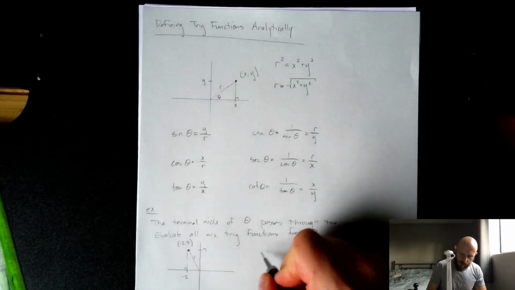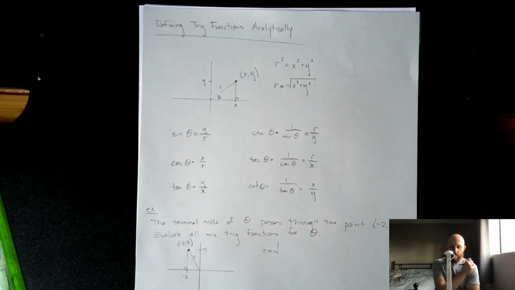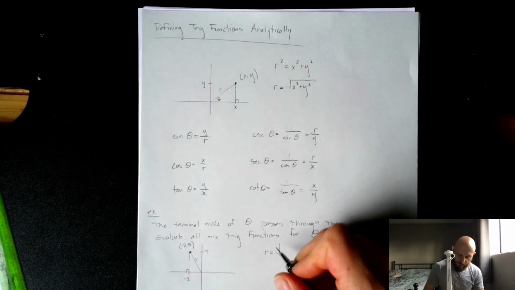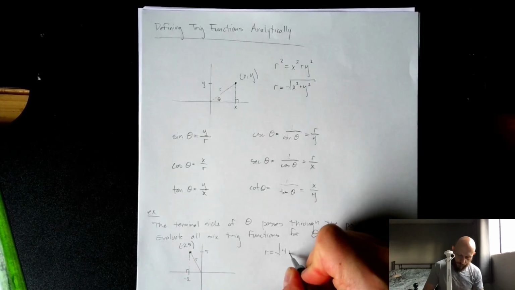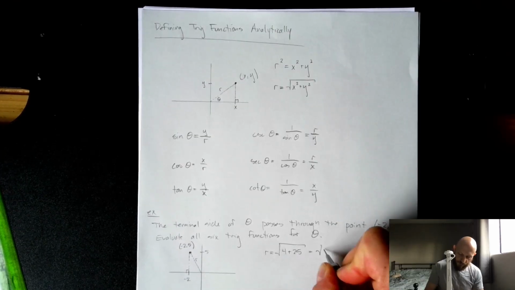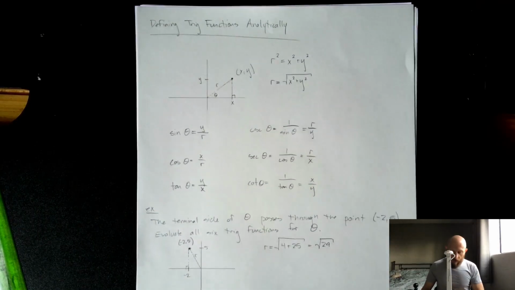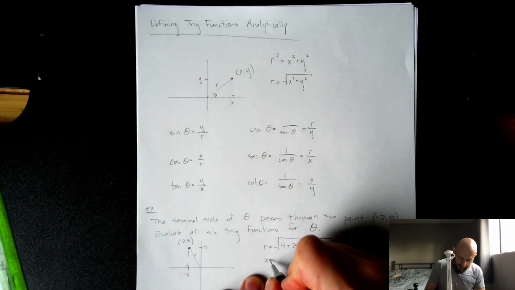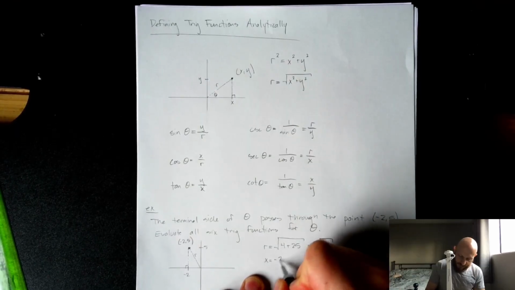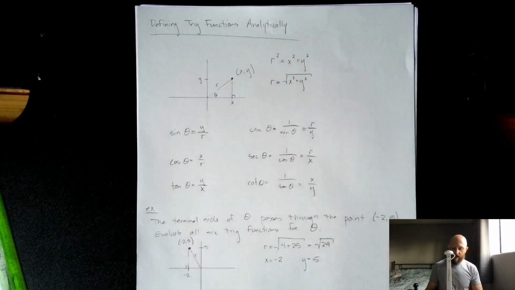And here's r. Let's calculate r really quick. So r is going to be x squared, so -2 squared is 4 plus y squared, which is 25, so square root of 29 is r. And just to make things really easy on me, x is -2 and y is 5, just so everything is kind of listed out for me.